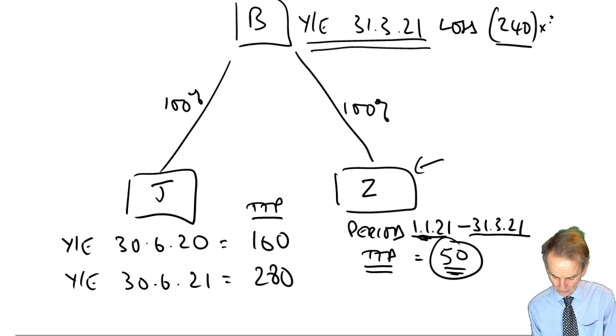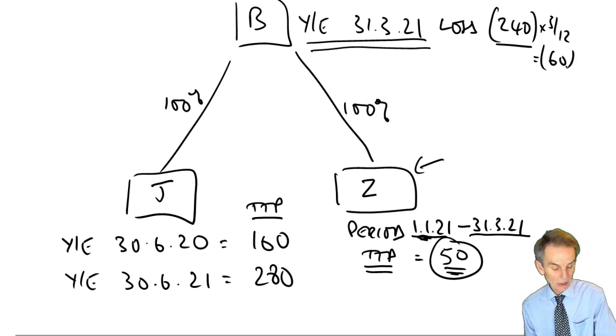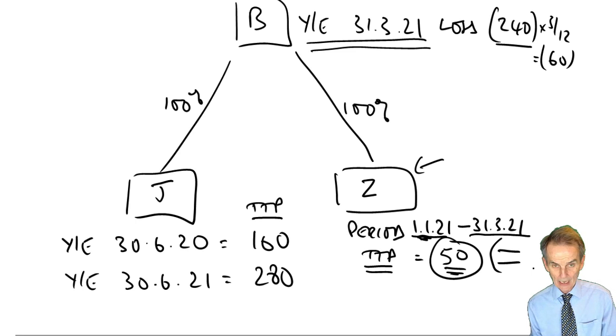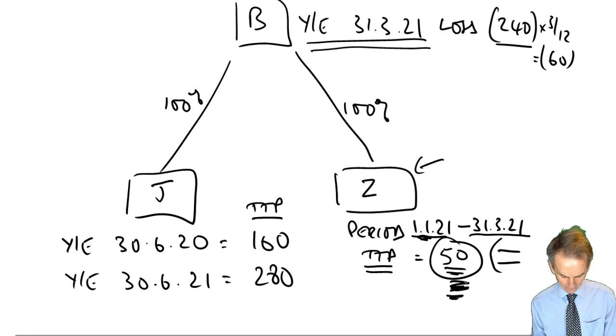So what is 3 months worth of that loss-making period? That would be 60,000. In which case we have more than sufficient loss available to group relieve all of that profit. Clearly the maximum group relief is the £50,000. The loss available is 60. If you choose so to do, you could remove all of that £50,000 using 50 of the 60,000 available loss. So that's Z dealt with.